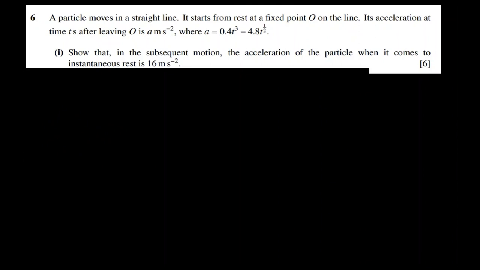Question 6, a particle moves in a straight line. It starts from rest. Okay, this is a key sentence. It starts from rest. So when time is 0, V is 0. That's what it means. It starts from rest. Obviously, the displacement is also 0 because it's starting from that point itself. So this is a fact from this line.